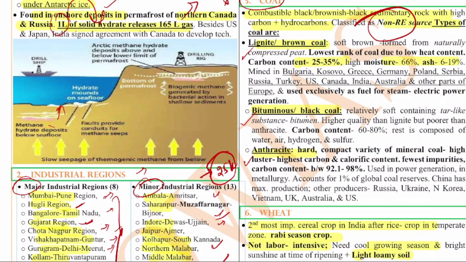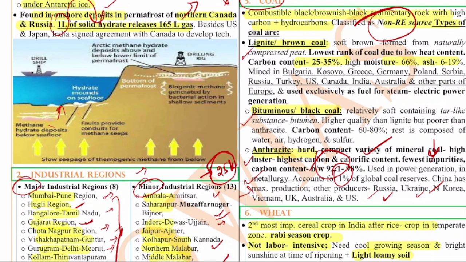Anthracite contains about 90 to 95% carbon, so it has a high calorific value, which means it can produce more heat on burning. It has fewer impurities. It is used in power generation and also in metallurgy. It accounts for 1% of the global coal reserves, and China has the maximum production, whereas other producers are Russia, Ukraine, North Korea, Vietnam, and so on.